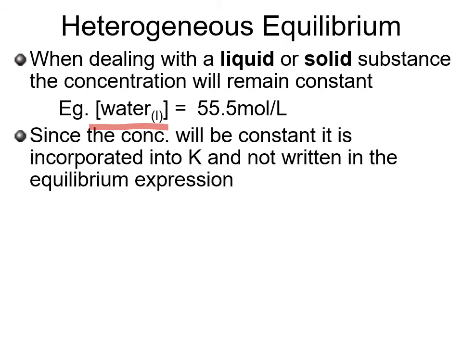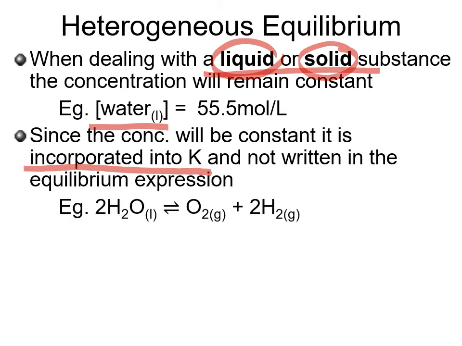Same thing with any solids. Since the concentration of liquids and solids is itself constant, they're just another constant value in the equation, so they get incorporated into the K constant. We don't want to have two constants in the same equation. So if we have a constant concentration, it's incorporated in with the K value for that reaction. For example, if we were to decompose water to give hydrogen and oxygen, starting with liquid water, its concentration will not change.